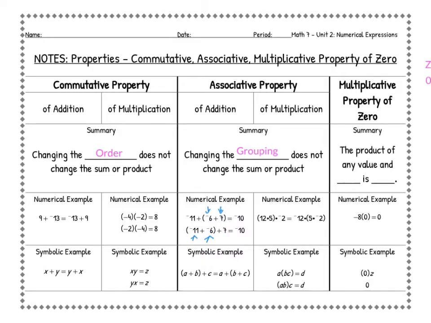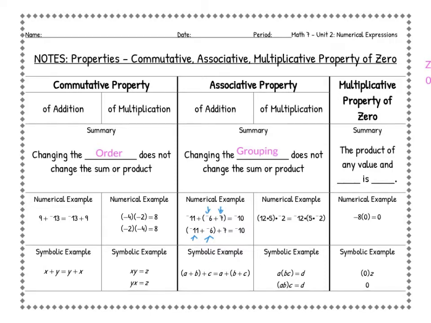Again, if we're going to follow our order of operations, we'll do our parentheses first. So in the first example, negative 6 plus 7 is going to be positive 1. Positive 1 plus negative 11 is going to give me negative 10. And in my second example, negative 11 plus negative 6 is going to give me negative 17. Then I'm going to add that to positive 7, and that's going to also give me negative 10. So changing the grouping did not change the outcome of the problem. And that's what the associative property says.